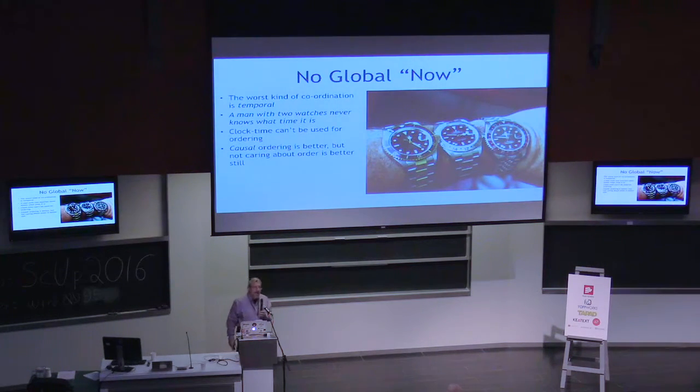A critical thing, and Jonas from our company gives a great talk about this, is to avoid the concept of a global now. There is, from a physics point of view, no such thing, as he goes into in quite some detail. But the worst kind of coordination and the worst kind of sharing is temporal sharing, time sharing. Another one of my favorite quotes: a man with two watches never knows exactly what time it is. A system with two nodes never knows what time it is either. It can get pretty close, arbitrarily close theoretically, but it can never actually converge.